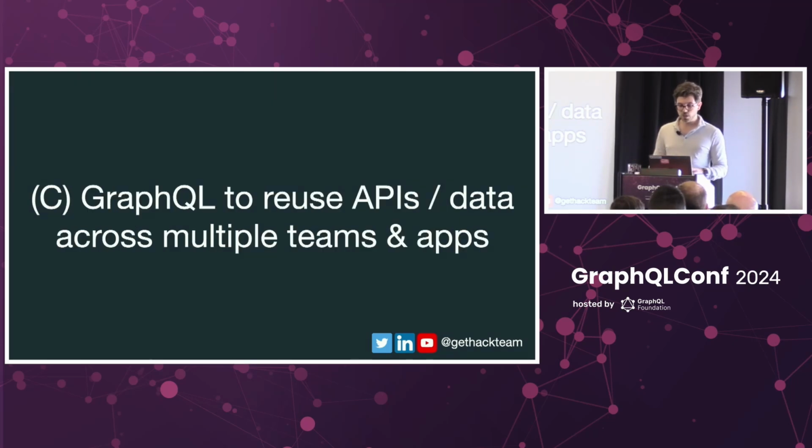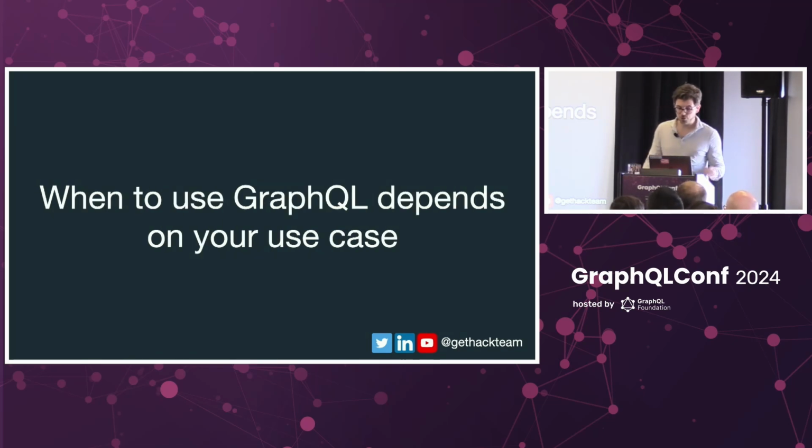So if we think about C, it makes a lot of sense to still use GraphQL, even though we don't really care about data or number of transactions anymore. So I want to zoom in a bit on using GraphQL for APIs and data across multiple teams, because when to use GraphQL really depends on your use case.